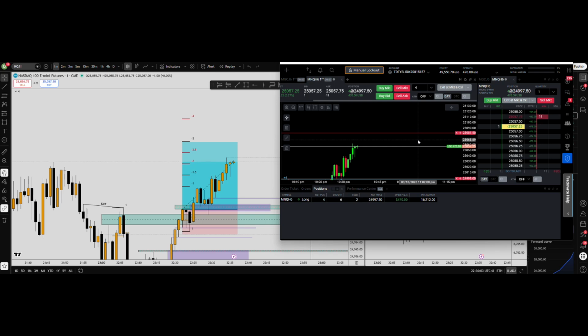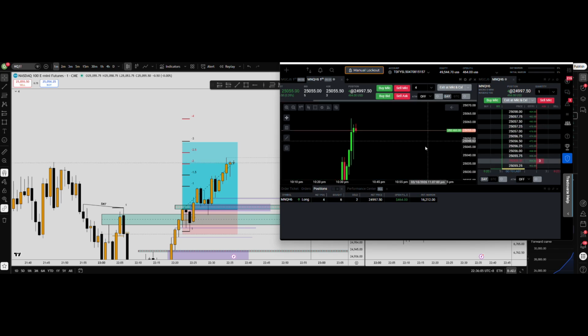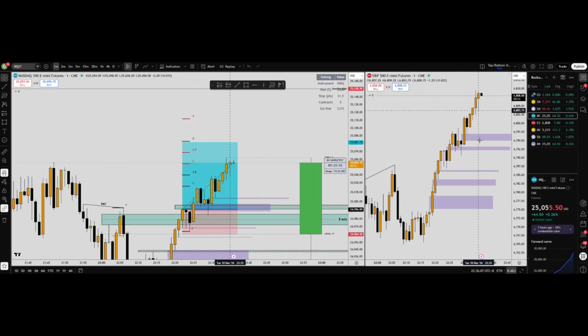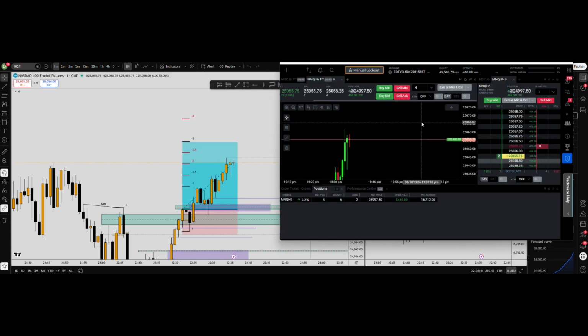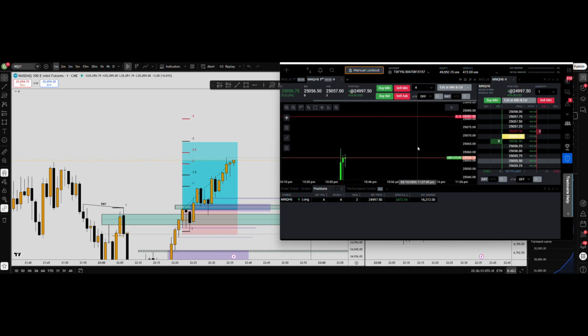So yeah, it looks good. It looks good to me now. We had this same move earlier that showed us that it's gonna go up. So yeah, let's take a look.